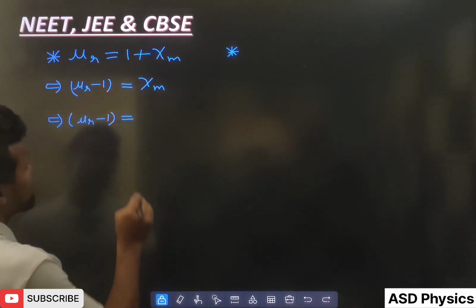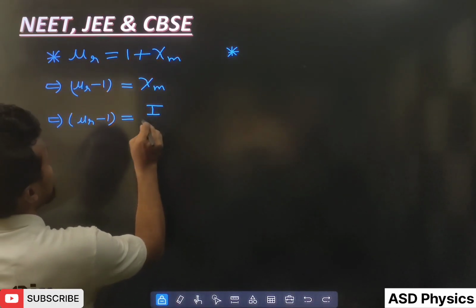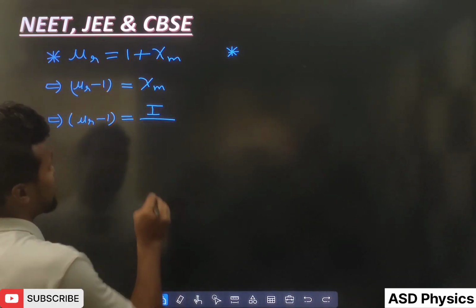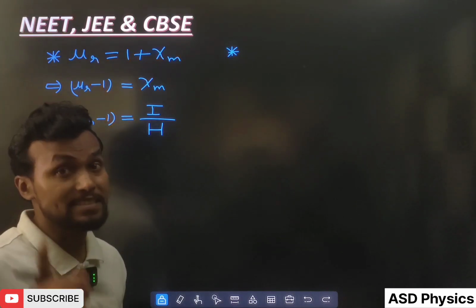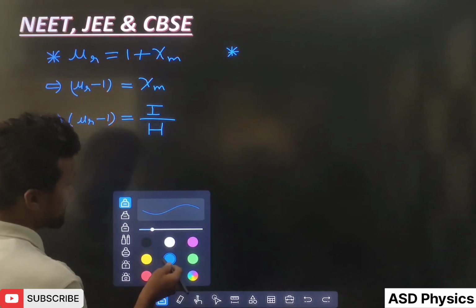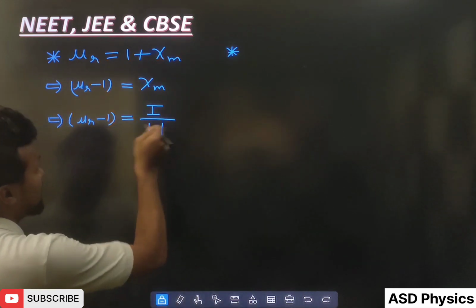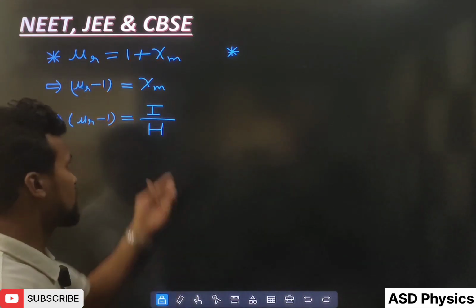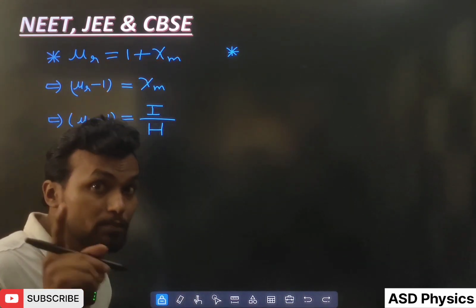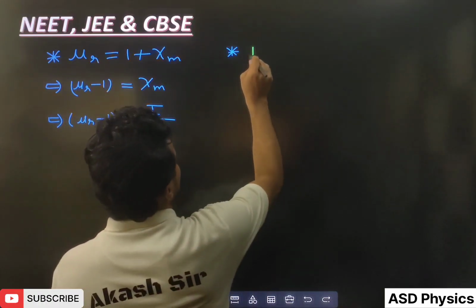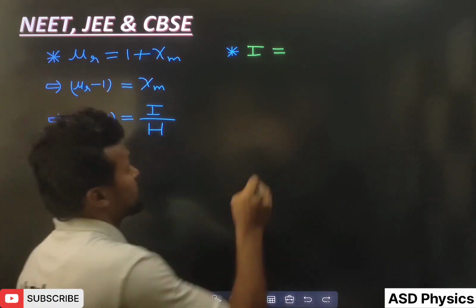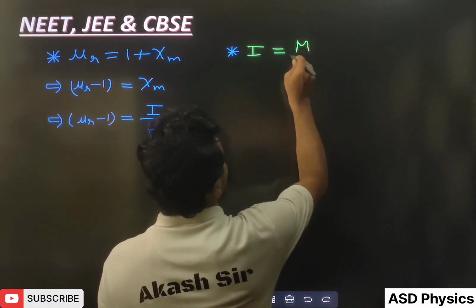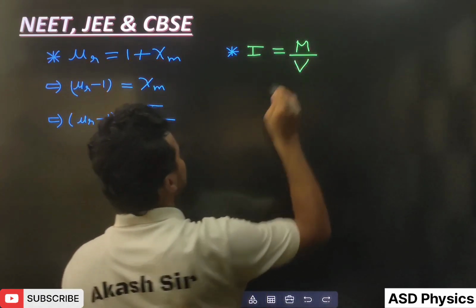This magnetic susceptibility is the ratio of I, meaning intensity of magnetization, and H. This H is called the magnetizing field. Again I am telling, I is the intensity of magnetization and H is the magnetizing field. Now we have to put these values because we want magnetic moment. So remember that the intensity of magnetization I is given by capital M, that means magnetic moment, divided by volume.